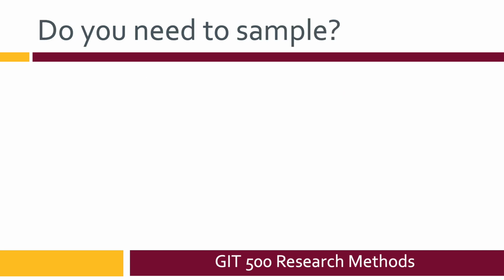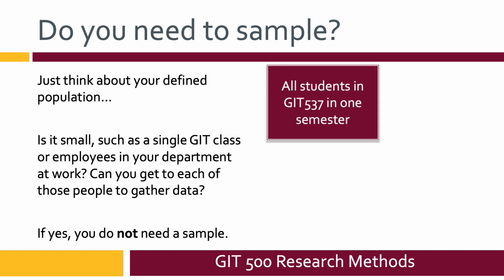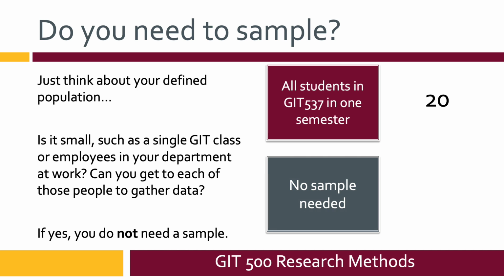So do you need a sample? Well, that's a good question. Think about your defined population. If it is small, like a single GIT class or the employees in your department at work, small groups that you can get to so that you can get data from them, then you don't need a sample. You can use the whole population. So if you have all the students in GIT 537 in one semester, and there were 20 students in that class, yeah, you don't need a sample. You can probably get to all 20 of those.